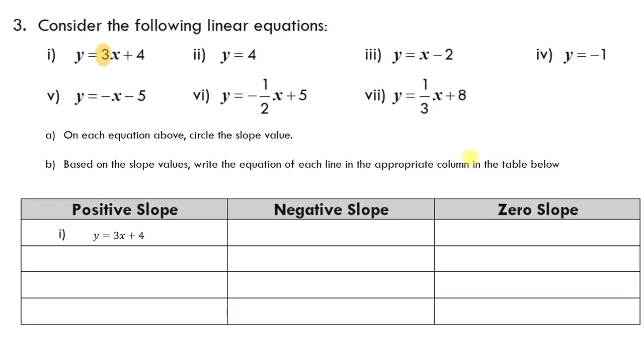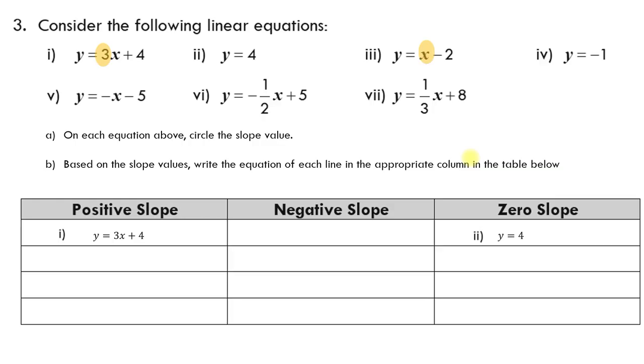Question 2 does not have an x value. It's simply y equals 4. So there is no slope at all. The x value is 0. Because there's no x term, x is 0, and we put it down in the 0 slope column.